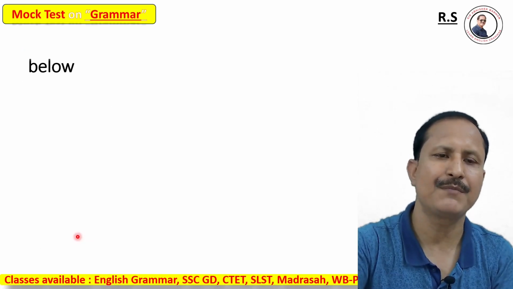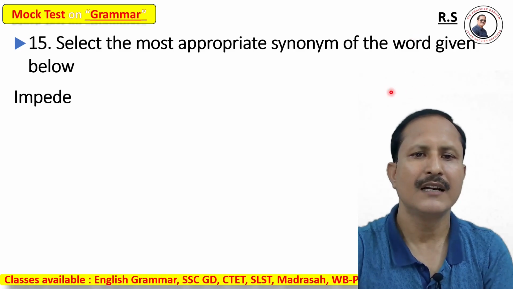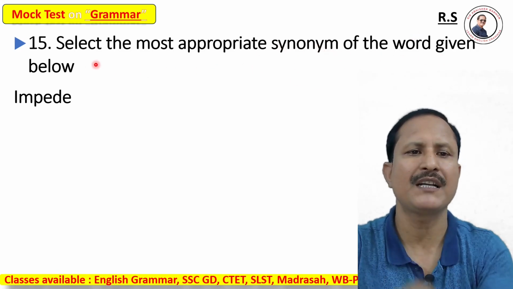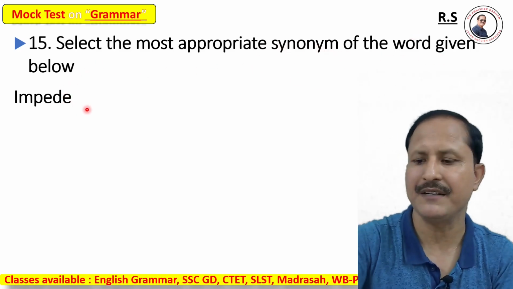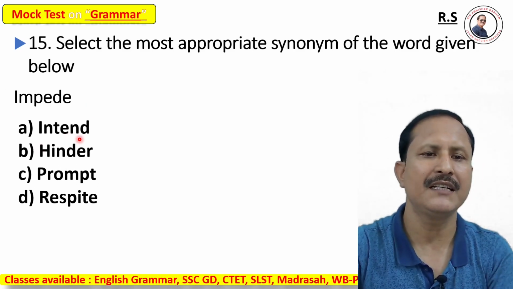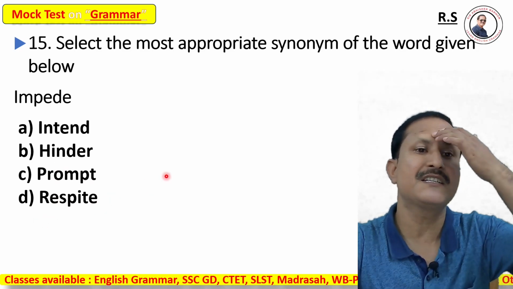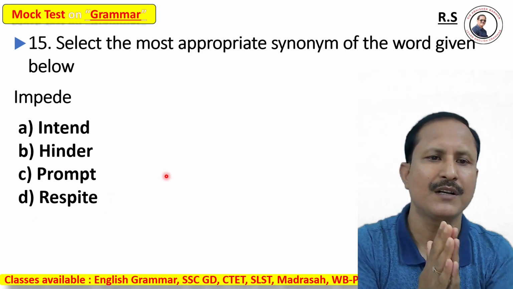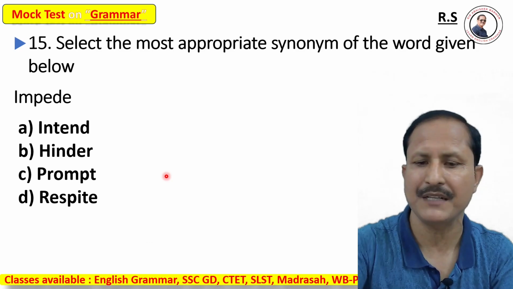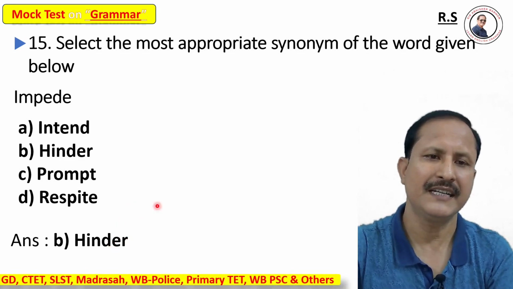Now, question 15. Select the most appropriate synonym of the word given below. Synonym, impede. Options: option A, intained. Option B, hinder. Option C, prompt. Option D, respite. The synonym of the word impede is option B, hinder.